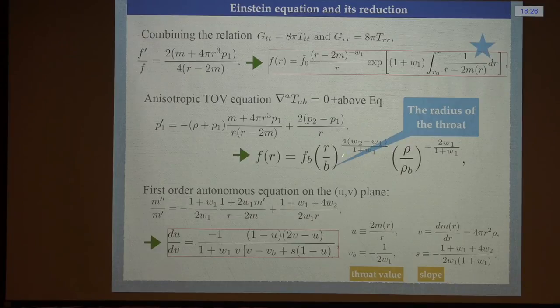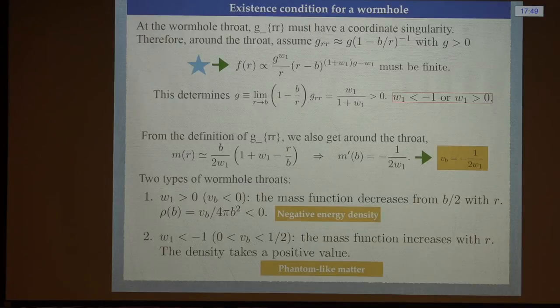But if we introduce two dimensionless variables u and v like this, where u we can think of as mass, and v as density, then this second order equation becomes a first order equation of these forms. So this is the equation that we wanted to solve. And here we introduce two constants, VB and S, where VB is, in fact, the throat value of V, and S is the slope of a line, which we will show in the next slide.